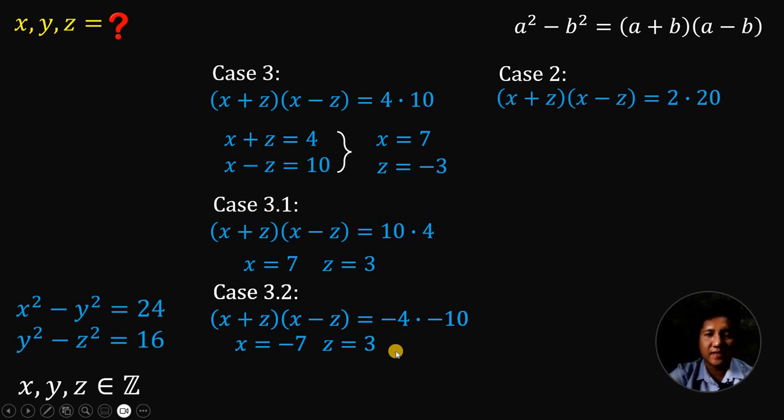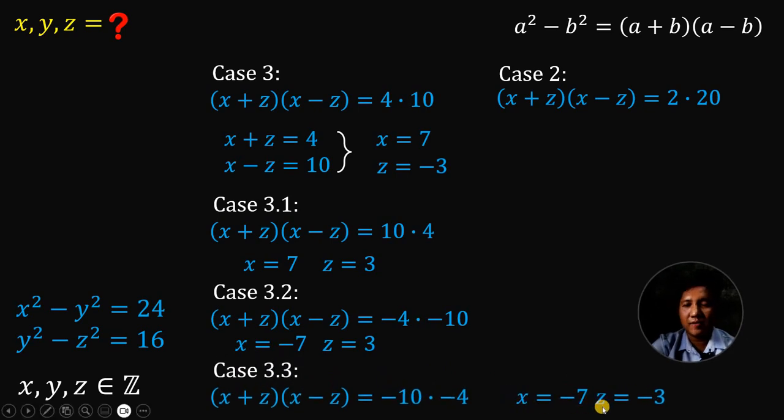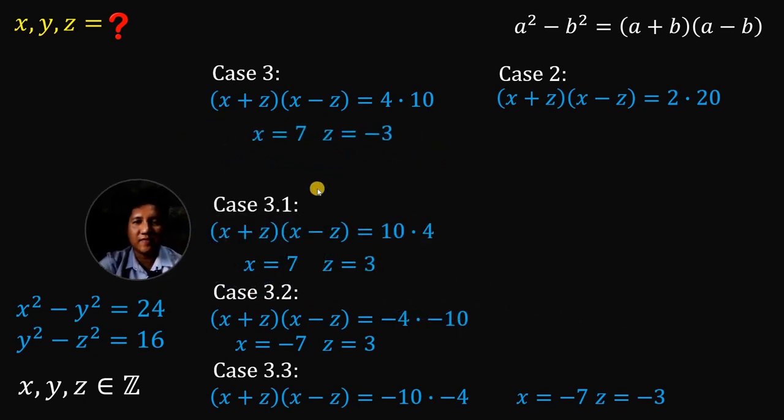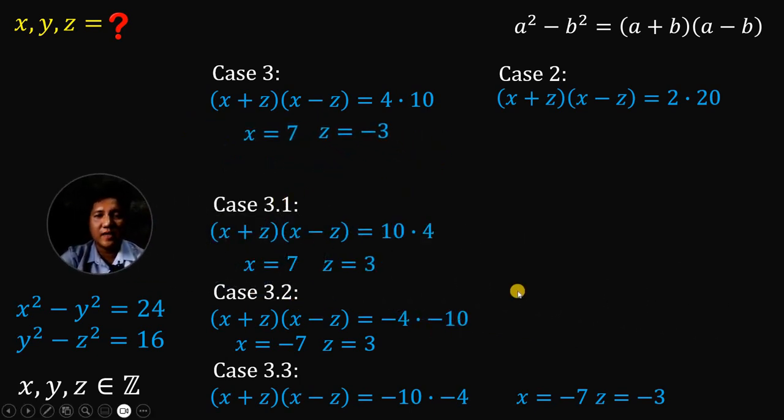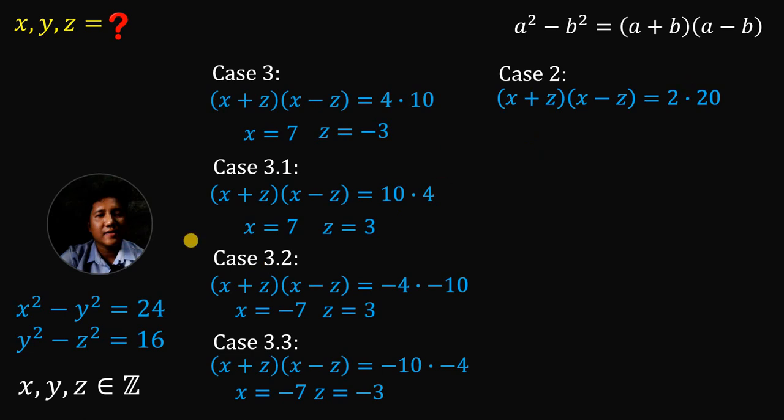For the last case, case 3.3, we get that the value of x must be equal to negative 7 and z equals negative 3, wherein x plus z equals negative 10 and x minus z equals negative 4. So, on case number 3, we get that x equals 7 and z equals negative 3. 3.1, 3.2, 3.3, we have those values for x and z. So now, let's move on to case number 2.